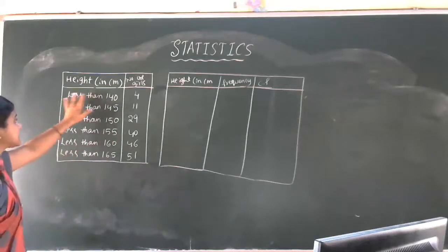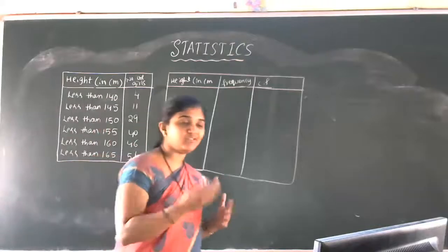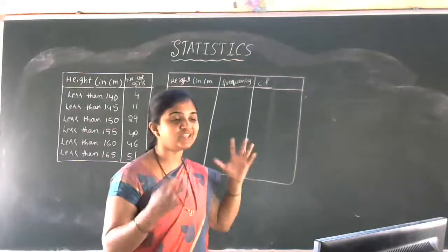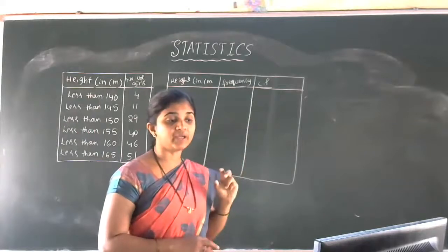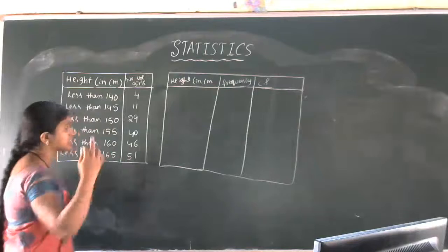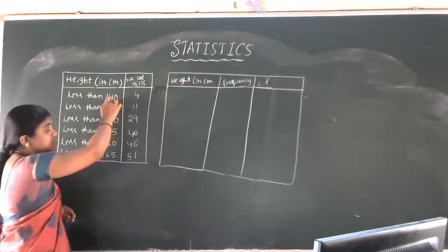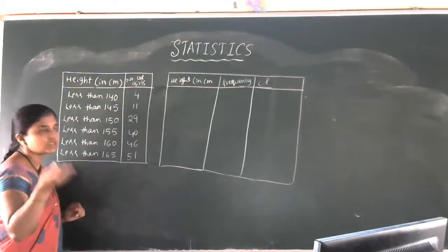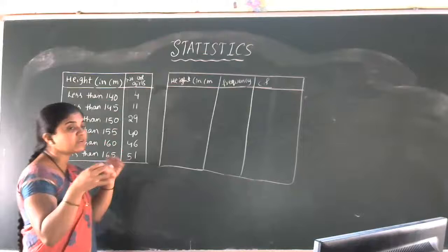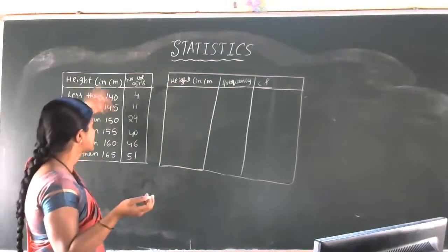Less than 140: the starting range is not given, so we cannot take 0 to 140. If we take the first class interval as 0 to 140, the next class is 140 to 145, and the class size may differ. So we cannot predict the first class interval as 140 to 145, then 135.